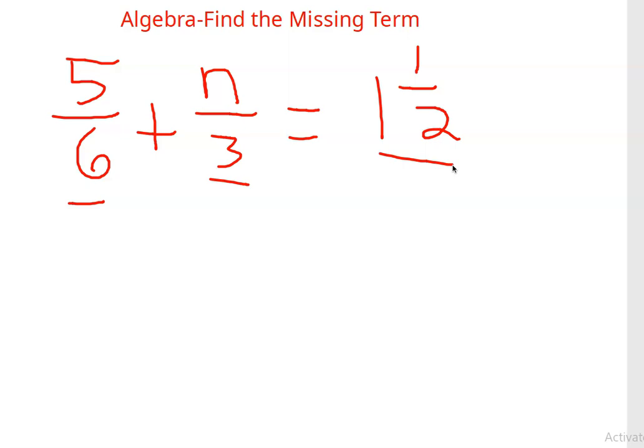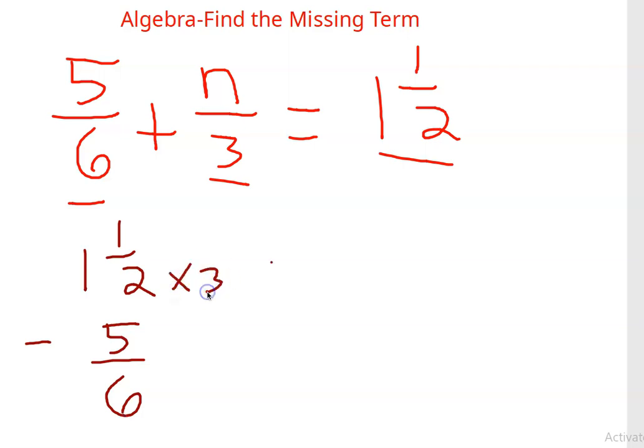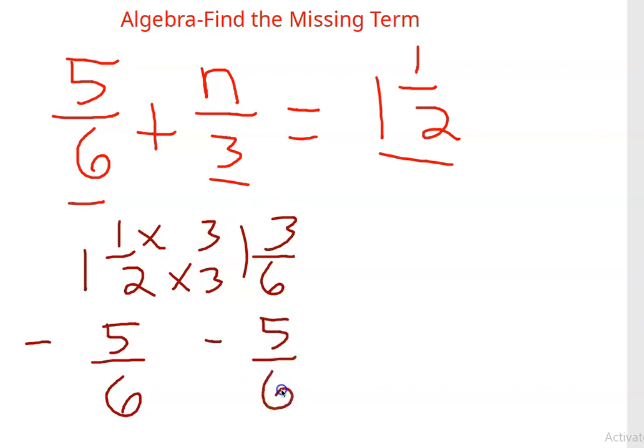So we have to work backwards. We're going to take our 1.5 and subtract what we have, 5/6. Well, we need to convert our 1.5. Since 2 goes into 6, we're going to multiply it. 2 times 3 equals 6, 3 times 3 equals 9... bring our 1 over. So we have 1 and 3/6 minus 5/6.